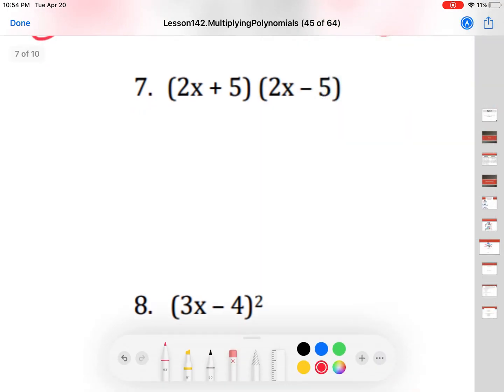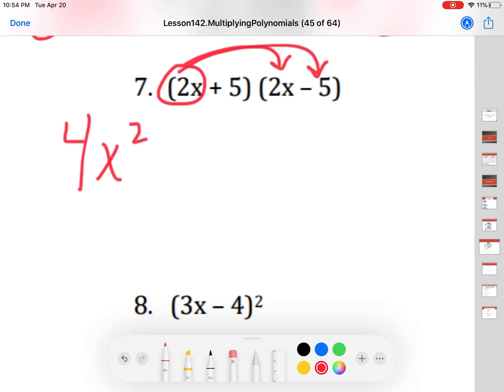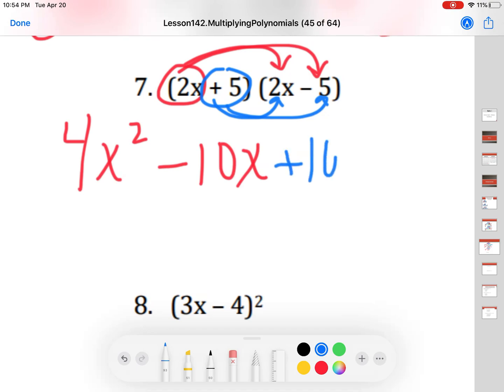Okay, number 7, do the same thing. Take the first term, distribute. 2 times 2 is 4, x squared. 2 times negative 5 is negative 10 with an x. 5 times 2 is 10 with an x. Be careful, 5 times negative 5 is a negative 25.